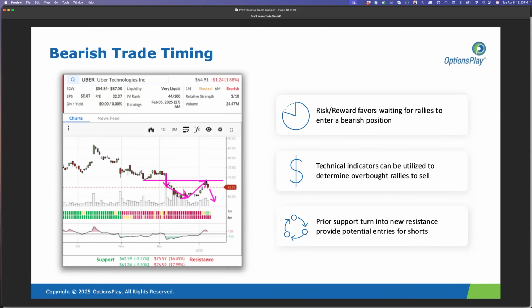And I want to show you some of the tools that we have available here at OptionsPlay to help you do exactly that, so that you are waiting for rallies in stocks that you want to take a bearish view on. You can use various technical indicators to help you determine when something is overbought in order to sell, and then prior support turning into new resistance provides a good entry for shorts. So these are all best practices for trading short positions: you definitely want to wait for a rally back to a prior resistance level if possible before you look at entering a bearish trade.